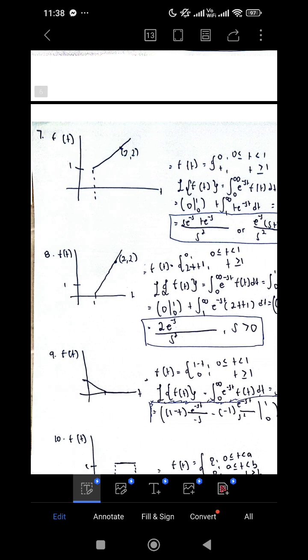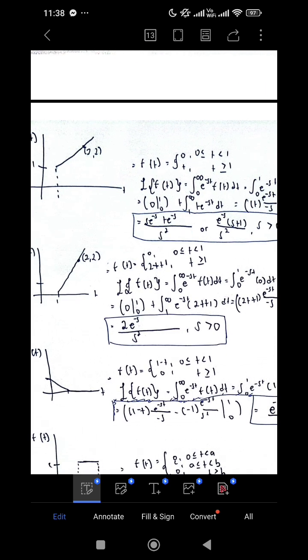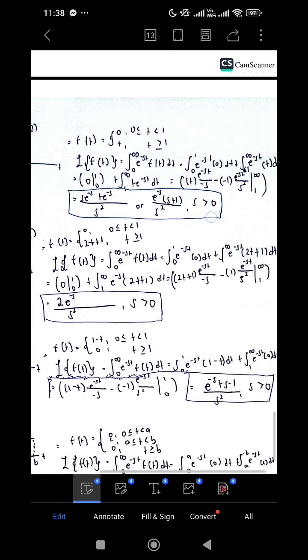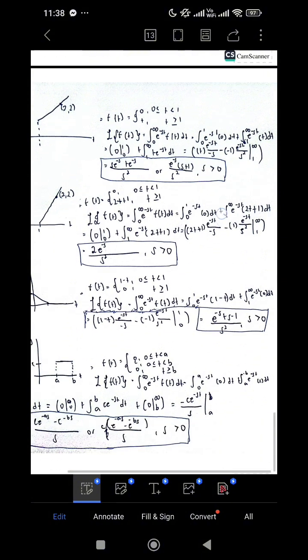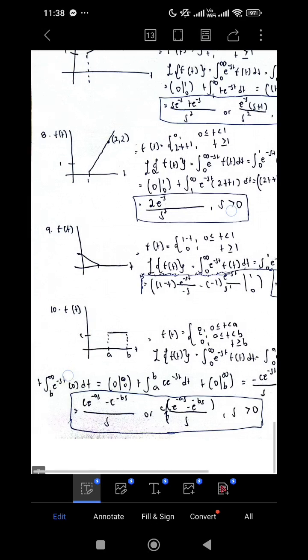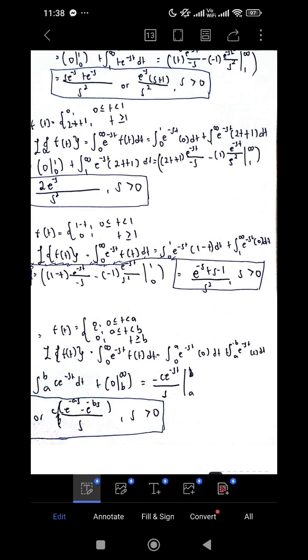Then the final answer on number 8 is 2e raised to negative s over s squared, where s is greater than 0. It's just going to be the same solutions. It's just repeated practice. So number 9's final answer is e raised to negative s plus s minus 1 over s squared, where s is greater than 0.